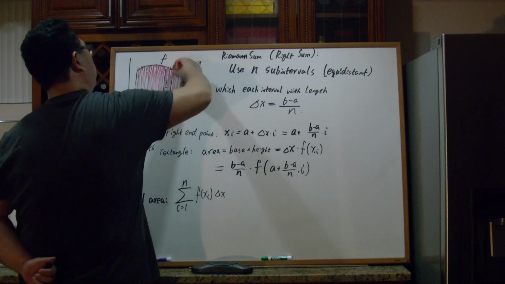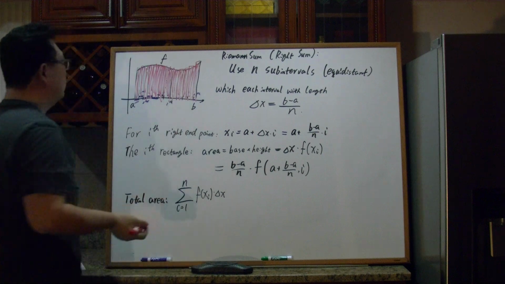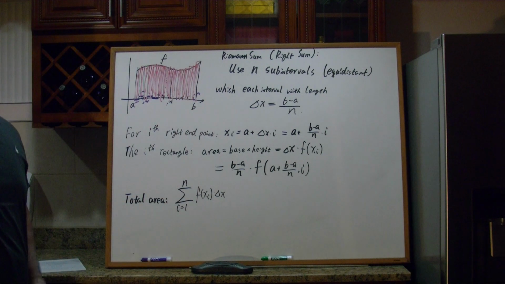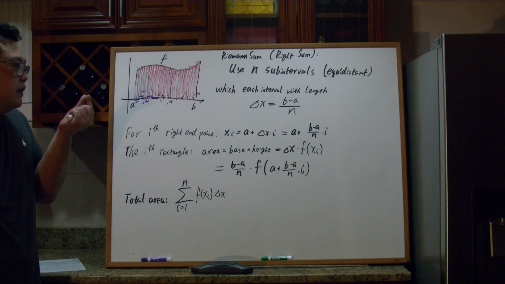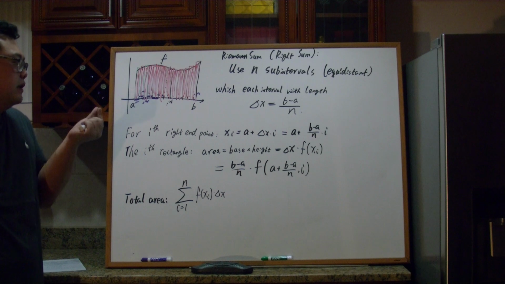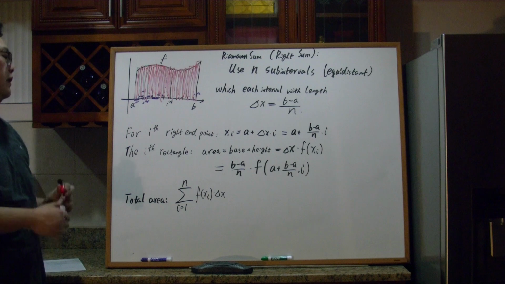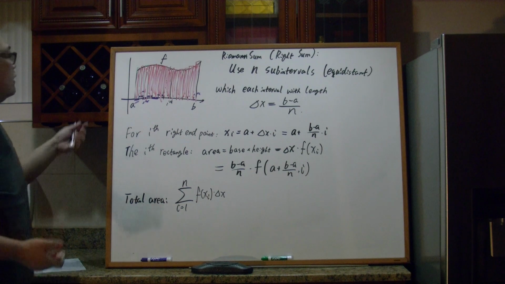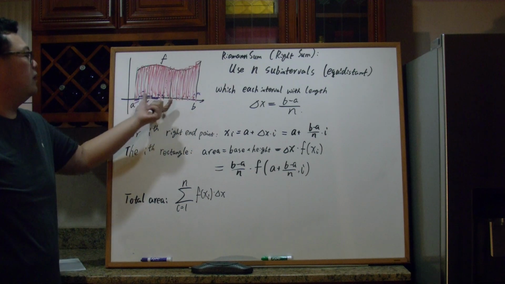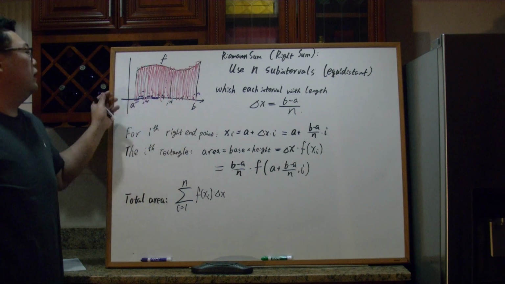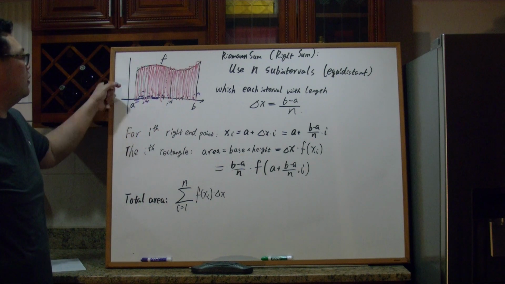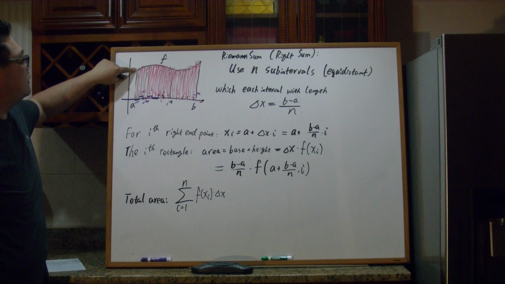For more subintervals, we will get more rectangles. That means the subinterval is getting smaller and smaller as we increase the number of subintervals. Right? And the answer of the right sum will be more accurate. The rectangles will be smaller.